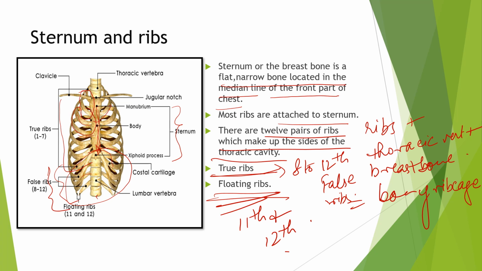You can see the end point here. They are indirectly attached to the sternum. The 8th, 9th and 10th are, but the 11th and 12th ribs are not attached to the sternum in any indirect way either. Posteriorly they are attached to the thoracic vertebrae. So is it clear to everyone what is happening here? It is a little bit of a peculiarity of these ribs. So we are all clear about this rib cage.